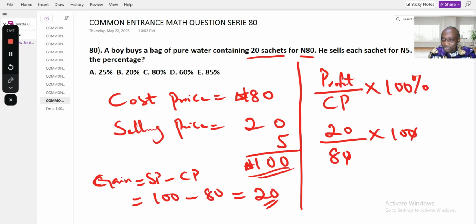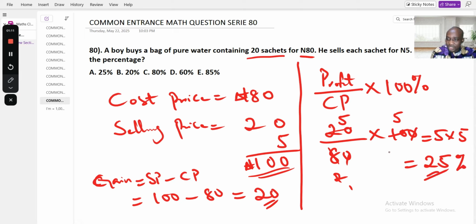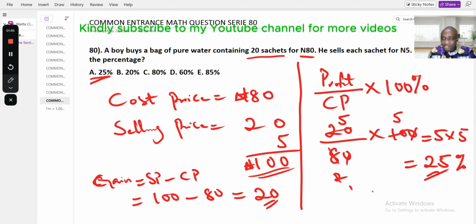Zero cancels here, zero cancels here. What can go again? 2 can divide this. Let me use 4. How many 4 can we see in 8? 2. How many 4 can we see in 20? 5. What can divide it again? 2 can go in 10 because this one remains 10. 2 here 1. How many 2 can we see in 10? 5. Our final answer is going to be 5 times 5, which gives us what? 25. Therefore, 25 percent is our final answer. Where is 25 here? A. Our final answer is A.